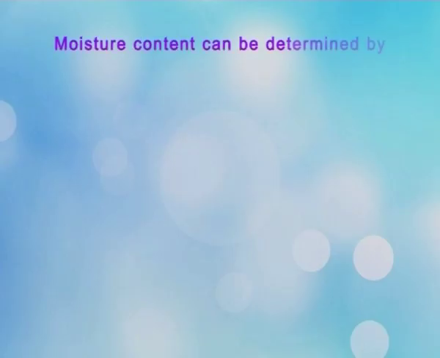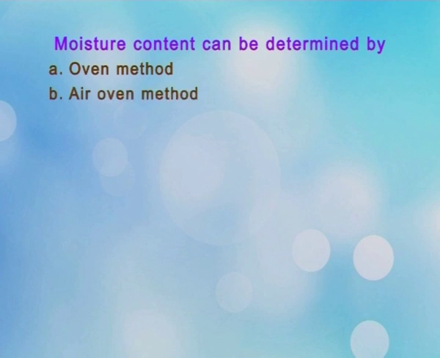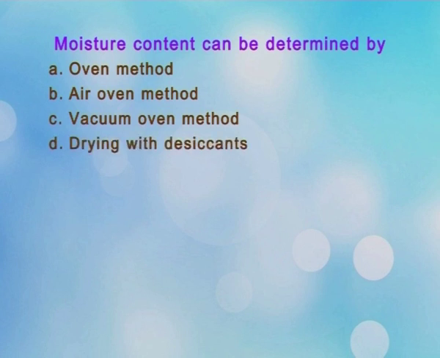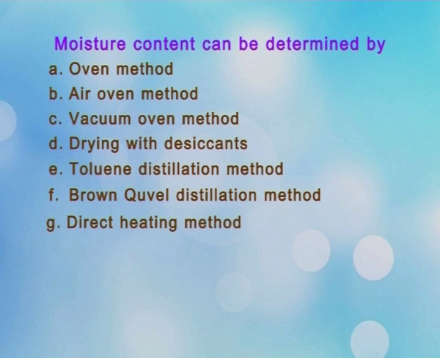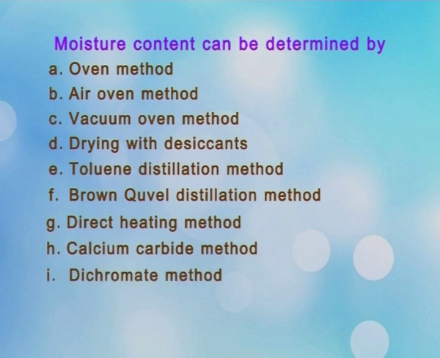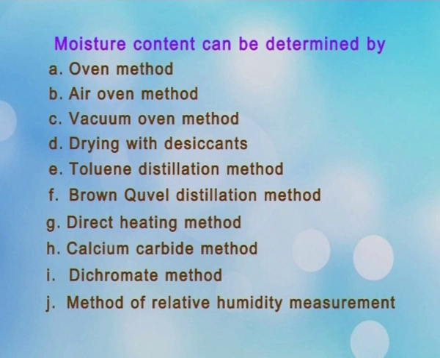Moisture content can be determined by number A, oven method, number B, air oven method, number C, vacuum oven method, number D, drying with desiccants, number E, toluene distillation method, number F, Brown-Duvel distillation method, number G, direct heating method, number H, calcium carbide method, number I, dichromate method, and number J, method of relative humidity measurement. Out of these methods, the oven method is the best recognized method.